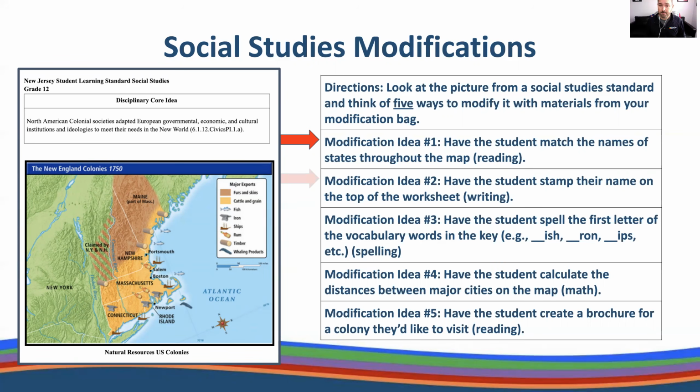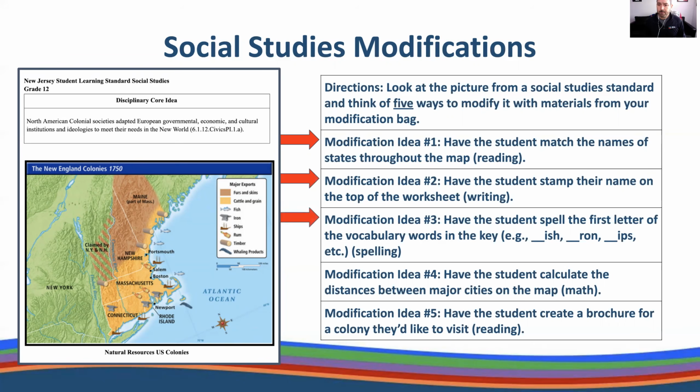That's a reading skill. Modification idea number 2, have the student stamp their name at the top of the worksheet. That's writing, right? They can write their name, right? That's a writing skill. Maybe they're tracing some of the words in the major exports key.